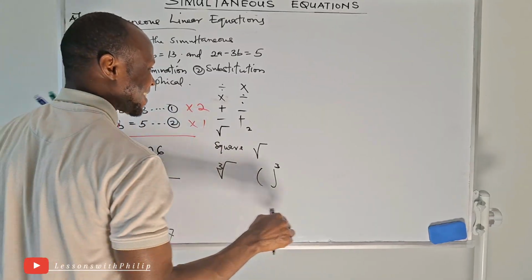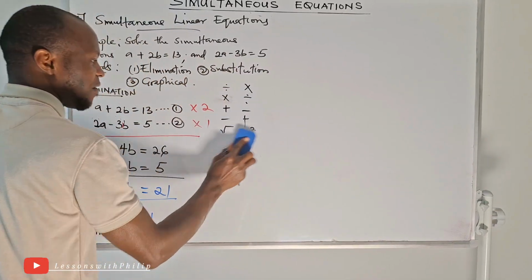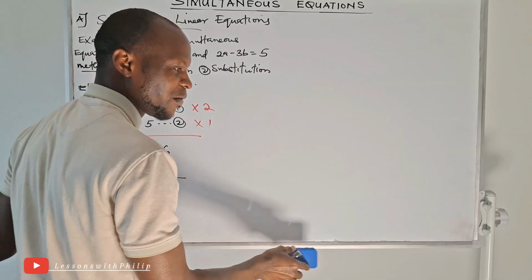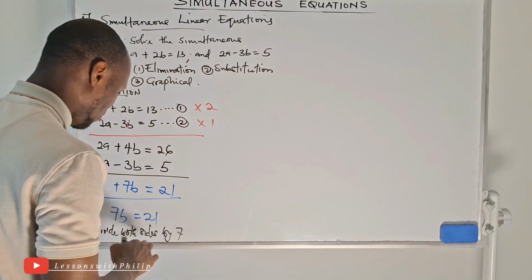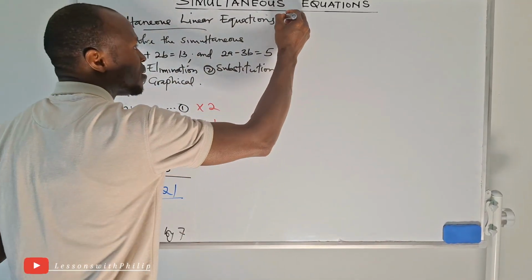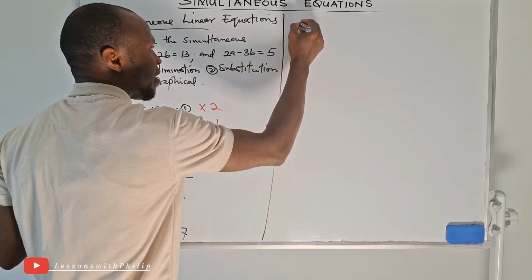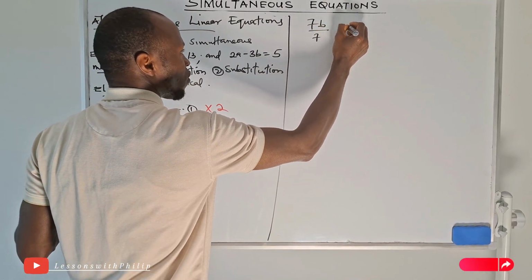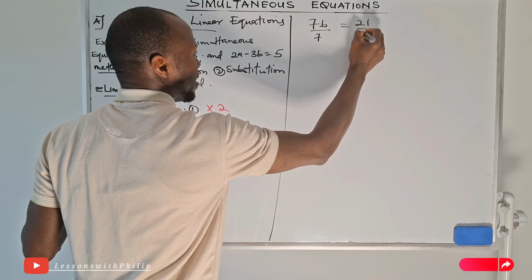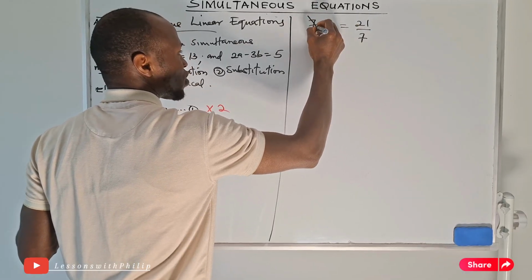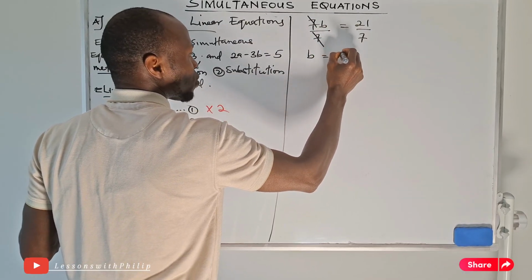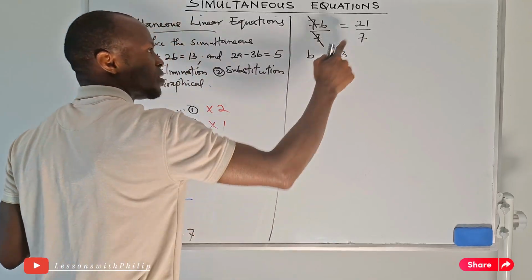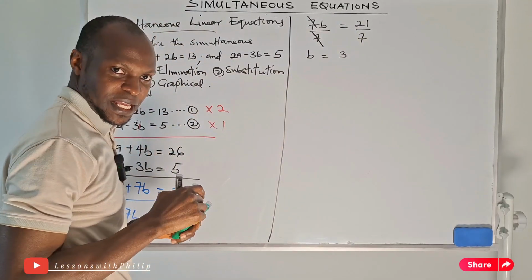You can just check our class to understand better. I think we have dealt with change of subject of formula in one of our classes. Okay? Now, if I divide both sides by 7, I will have 7b divided by 7 equals to 21 divided by 7. So 7 will cancel 7. I have b equals to 3. 21 divided by 7 will give me 3.